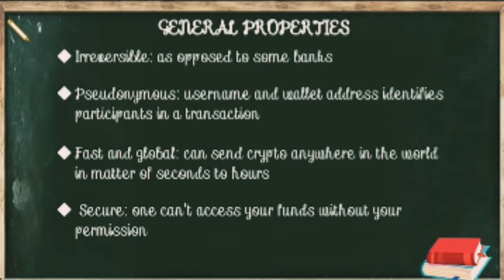So this is what makes it pseudonymous. And then the third thing is it is fast and global. You can send your cryptocurrencies anywhere in the world in a matter of seconds, depending on the blockchain you are working on, or to some hours. Hardly do you cross over a couple of hours to 3 hours to confirm a transaction on a blockchain, no matter how sloppy the market is.